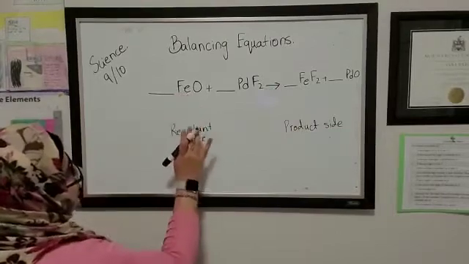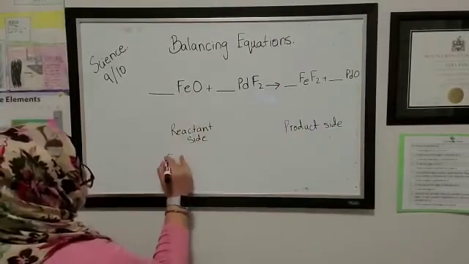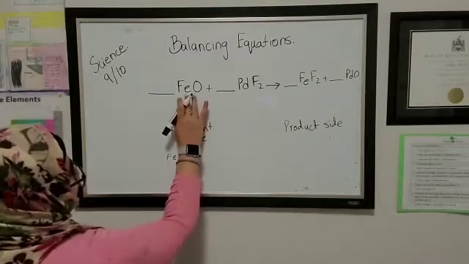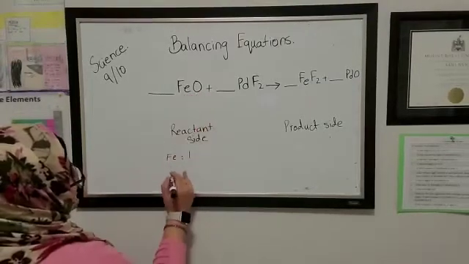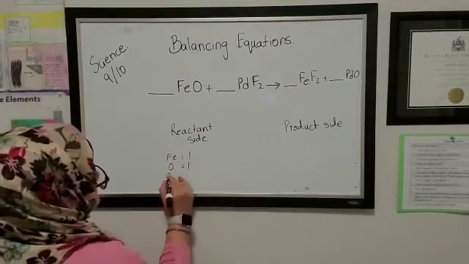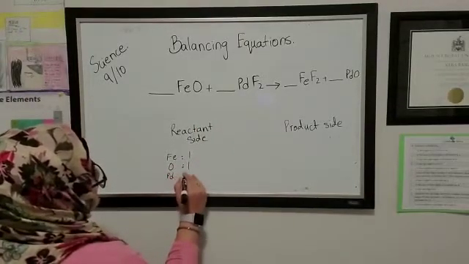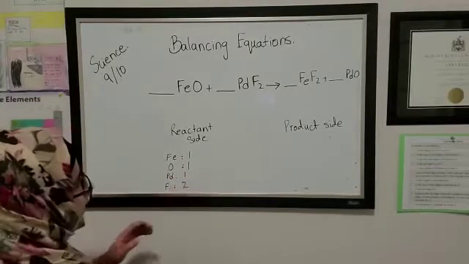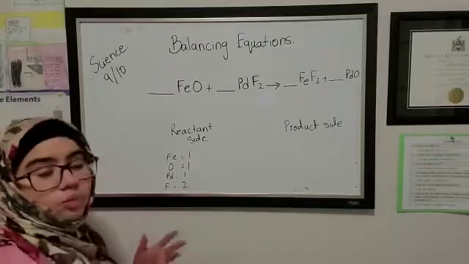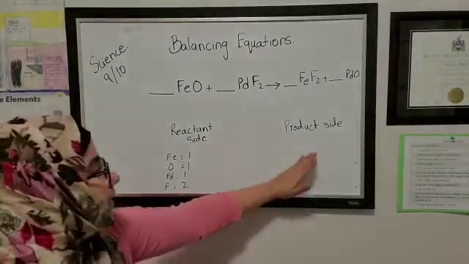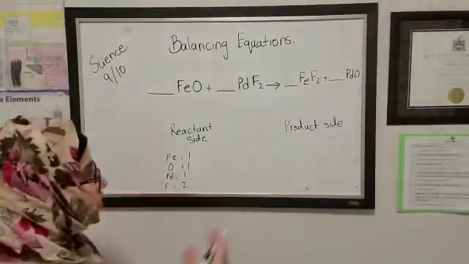So here, how many atoms of iron do we have on the reactant side? We have only 1 atom of iron. We have only 1 atom of oxygen. For palladium, we have again only 1. And for fluorine, we have 2 atoms. Okay, and we'll see on the product side. So it's easy for us when we have written the atoms of the reactant side and the atoms of the product side. It's very easy for us to balance it.